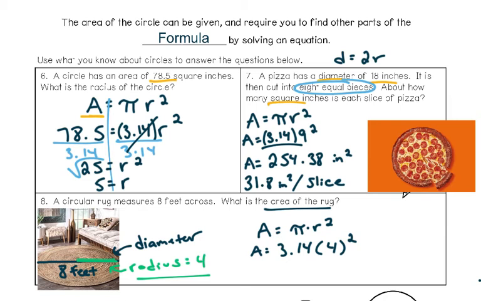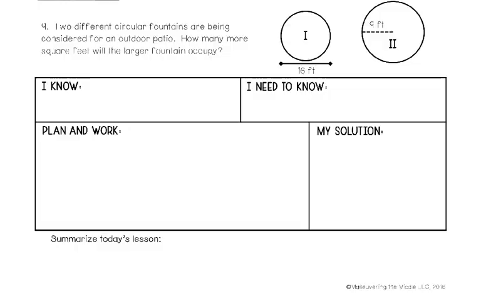So go ahead and take a second and do that now if you haven't already, and then press play when you're ready to check. All right, you should have gotten that the rug has an area of 50.24 square feet. All right, we have one more problem, then we'll be done for the day.